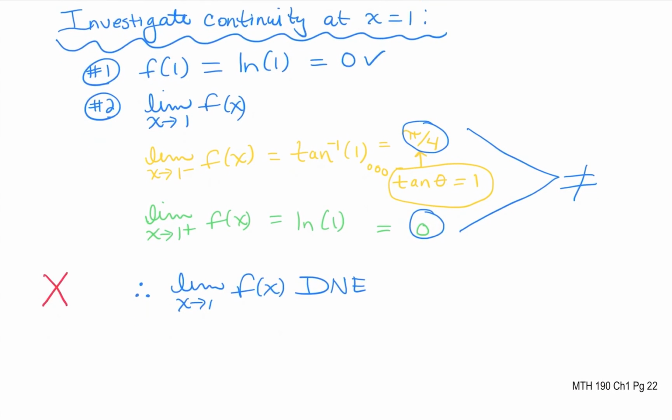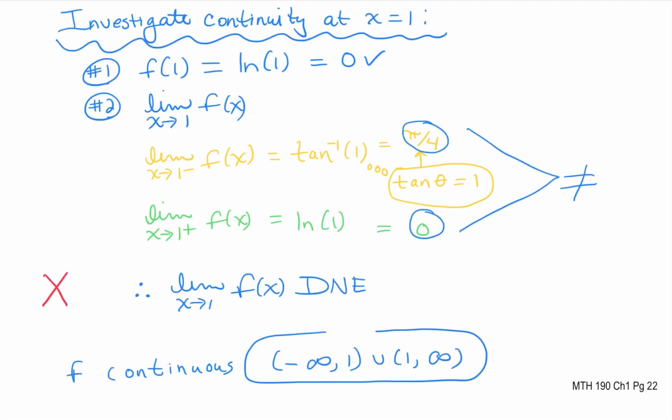This question is about where the function is continuous. So our final answer here would be stating the opposite. So f is continuous from negative infinity to 1, union 1 to infinity, with open parentheses. And so that would be our final answer.